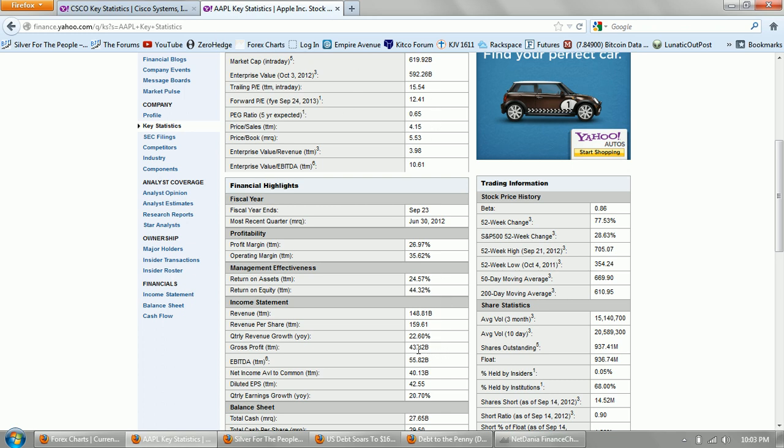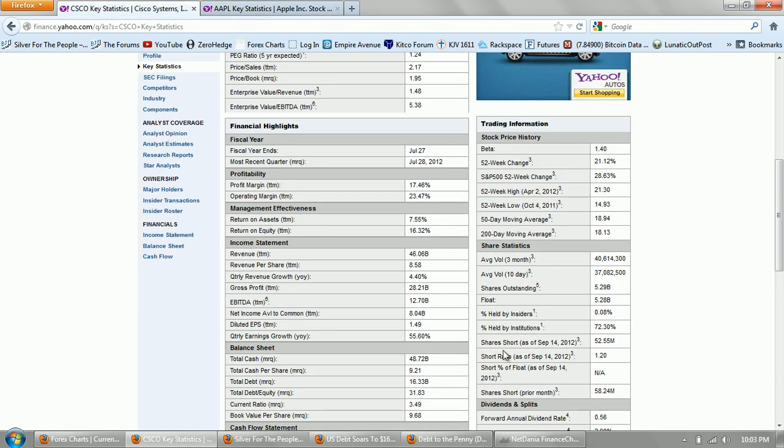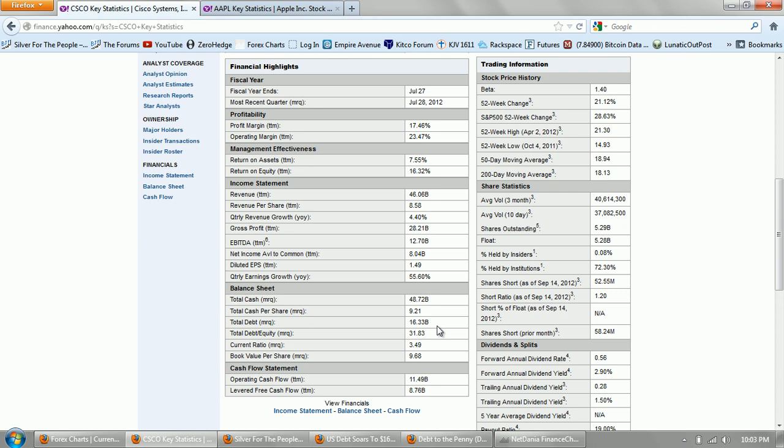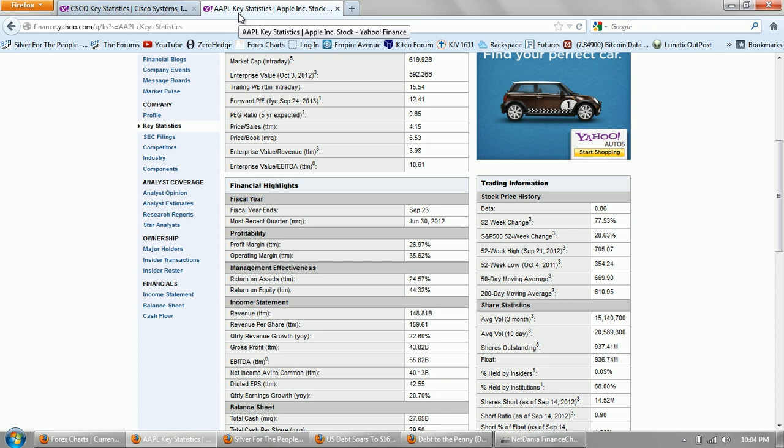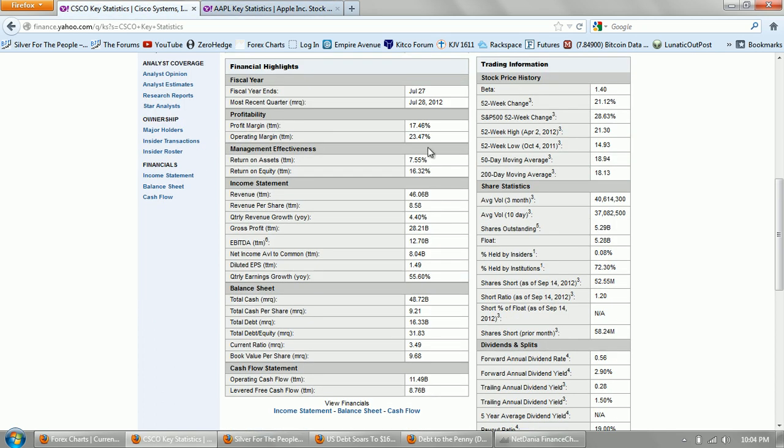The gross profit on Apple's $43 billion. The gross profit on Cisco is $16 billion. Again, that's about threefold, so that would imply a 90%. I'm sorry, that was total debt. 28. So we're talking 43 versus 28. So that's even worse. That would actually imply a $40 price on Apple.